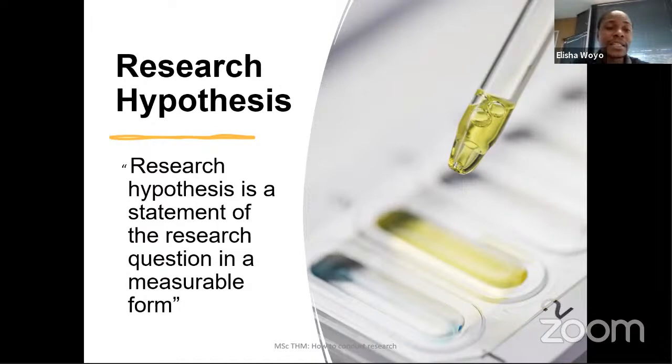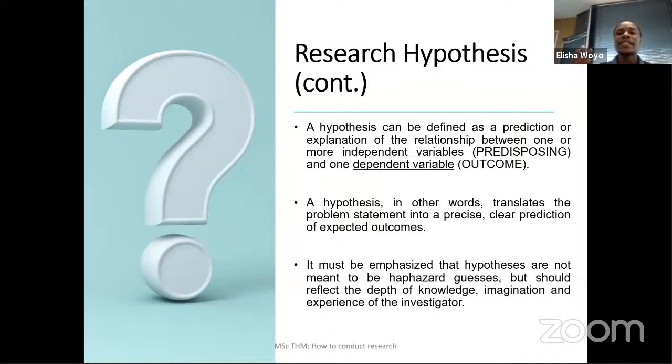So a hypothesis is defined as a prediction or an explanation of a relationship between one or more independent variables, those are the predisposing variables, and a dependent variable, which is the outcome. So if you go into the one for the robots, then the robots is an independent variable that influences productivity. In this case, productivity is a dependent variable. So you are now trying to say the use of robots predicts that productivity is going to be high.